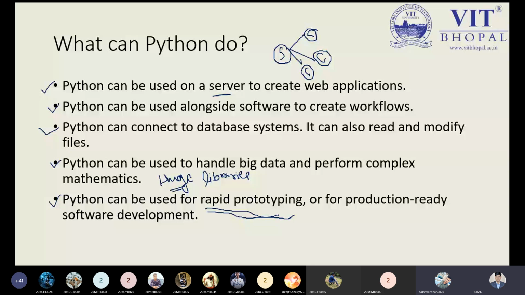Sorry. Okay, no problem. So now what can Python do? It is written over here, and I already explained it in a simple way. So any doubt over here? Please tell me any doubt, then you can ask me. No, sir. Can you please explain the last point once again?